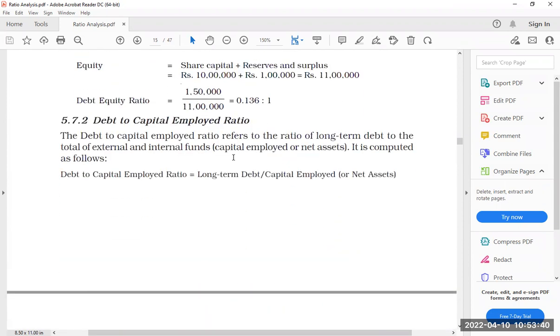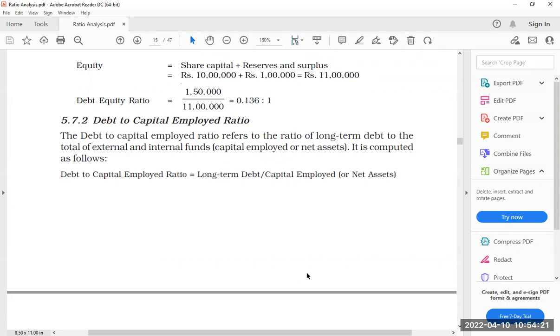The second ratio under the solvency ratios is debt to capital employed. Debt to capital employed. How do we close this? Okay, so the debt to capital employed ratio.